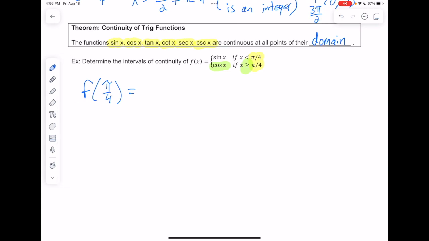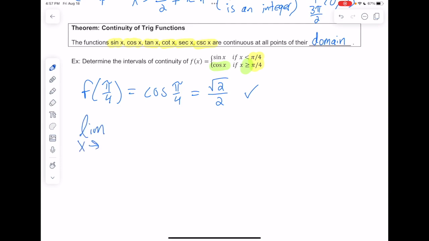So f of pi over 4 is cosine of pi over 4, and cosine of pi over 4, same as cosine of 45 degrees. If you have your trig functions memorized for the nice angles, you would know that one is root 2 over 2. So check mark. Why? Because it's continuous there? No, because the function exists there. We still have to investigate the limits. And because we have different function definitions for the branch when x is less than pi over 4 versus when it's greater, we're going to have to look at the limit from the left and from the right.